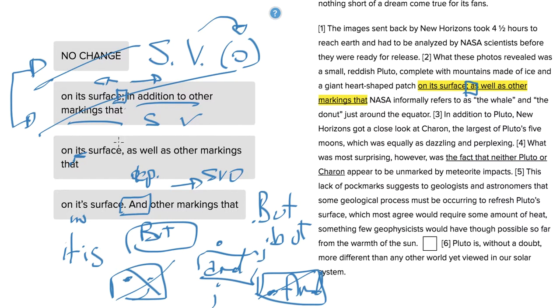Which means then that the answer here will be choice C, because of this weird "and" here and the fact that it is not possessive. I hope that helped with this problem, and happy prepping.